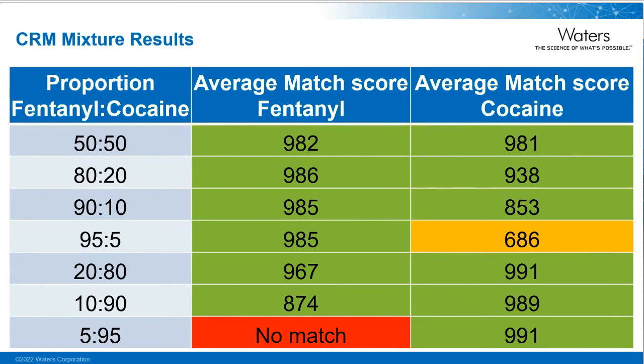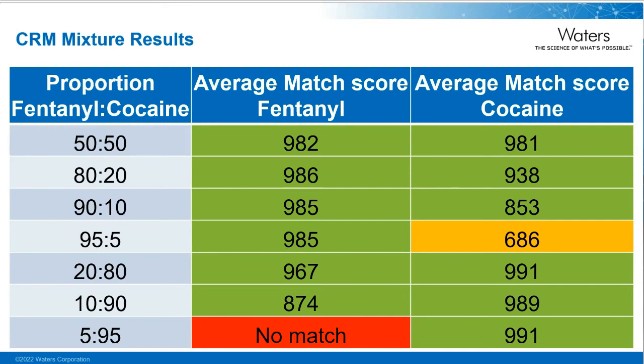To assess the RADIAN-ASAP's capability of analysing mixtures, certified reference material mixtures with varying proportions of 2 different analytes were prepared and analysed. Here on this slide you can see a table detailing the match scores for a mixture of fentanyl and cocaine. Cocaine was detected at 5%, however at a match score which was below the reporting cutoff of 850. Therefore, the lowest positive result for cocaine above the cutoff was at 10%. Fentanyl was positively detected at 10% above the 850 cutoff, with no match detected at 5%.